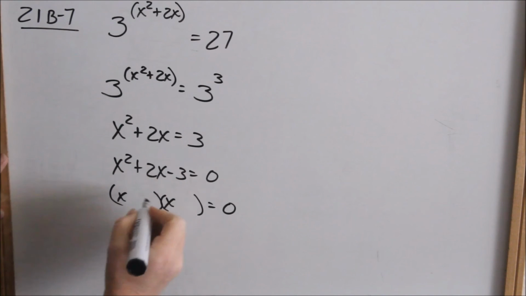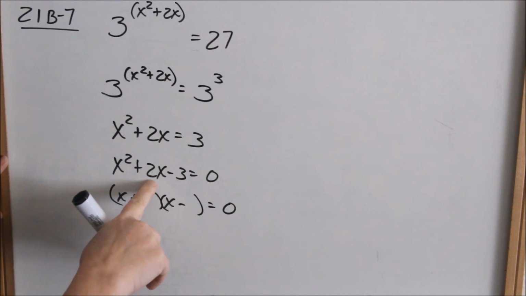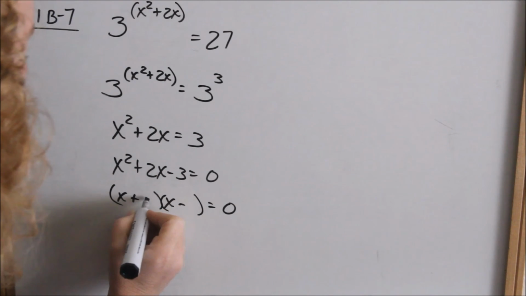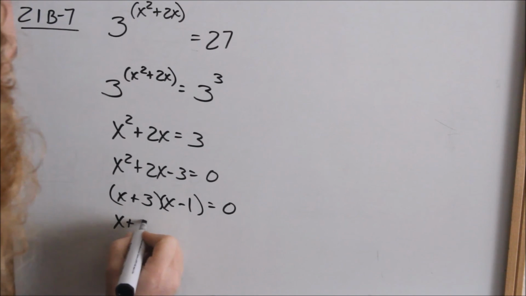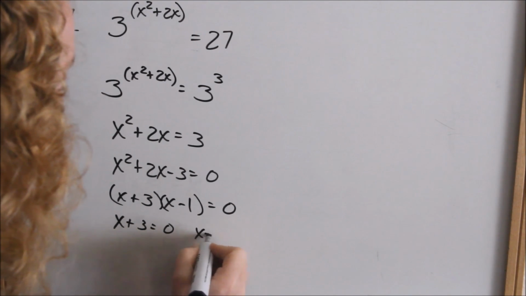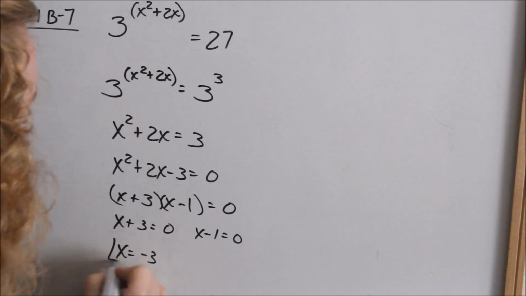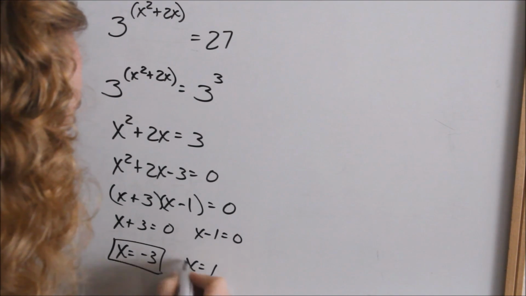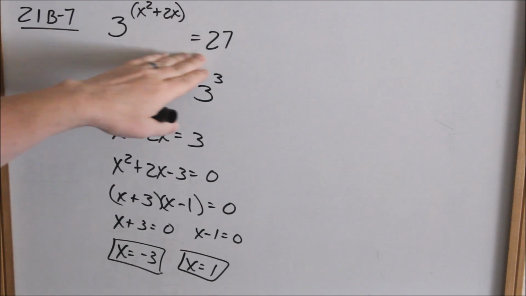This sign tells me that one's a positive and one's a negative. The only factors of 3 are 3 and 1, but I want a positive 2 here. So that means I need a positive 3 there, negative 1. Setting them both equal to 0, and then solving, that means x can be -3 or x can be positive 1. Either one of those will make this a true statement.